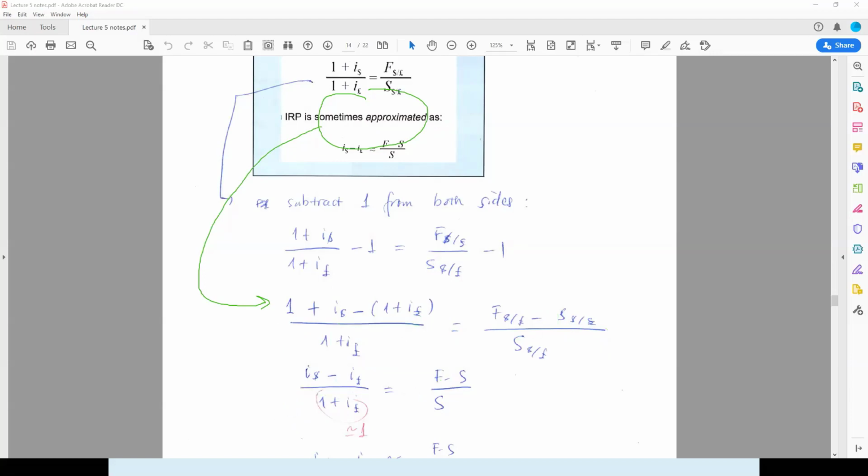Okay, so if we think about interest rates, normally the interest rate is about 3, 5, 7%. So it's a very small number, okay? As a result, because the interest rate is a small number, I can say that this is approximately 1, so this approximates to 1. And if that's the case, then this ratio here, F minus S divided by S, should approximate the difference between the interest rate in the domestic country and the interest rate in the foreign country, okay?